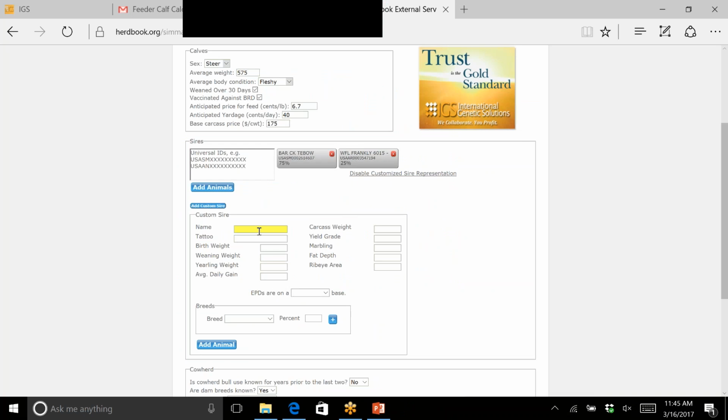To do it, at present, the programmer is currently building in a mechanism where I can put in the direct Charlet EPDs. At present, I have to have converted them prior and adjusted them over by using the mark or crossbreed adjustments. So I can't just import a bull directly. I have to do some math to put him in.